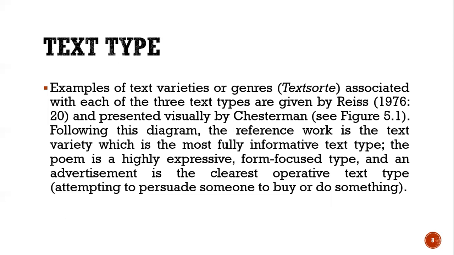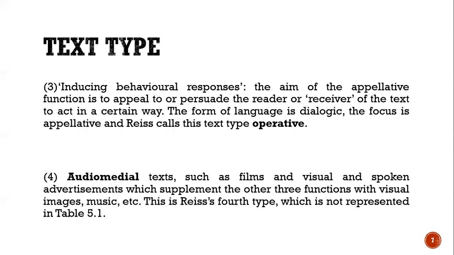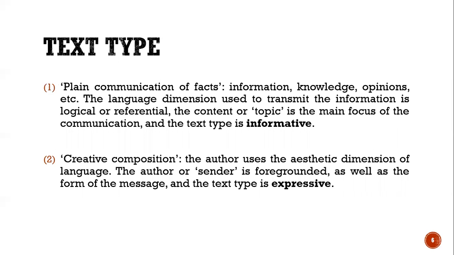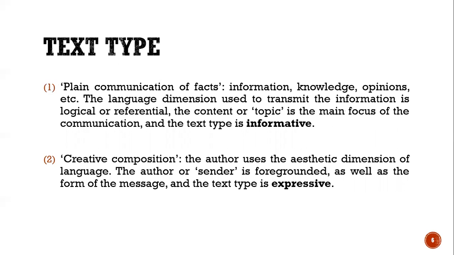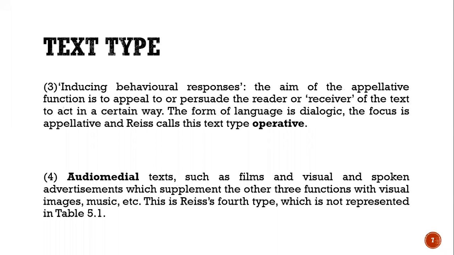Now, examples of text varieties or genres associated with each of the three text types are given by Reiss. So the examples of text that we are going to see are given from those first three. Remember these first three: informative, expressive, and operative. Audiomedial is based on audiovisual things, so it is considered separately. That is also a part of the text types, but basically these three are the text types. Informative, expressive, and operative. Okay, sir.